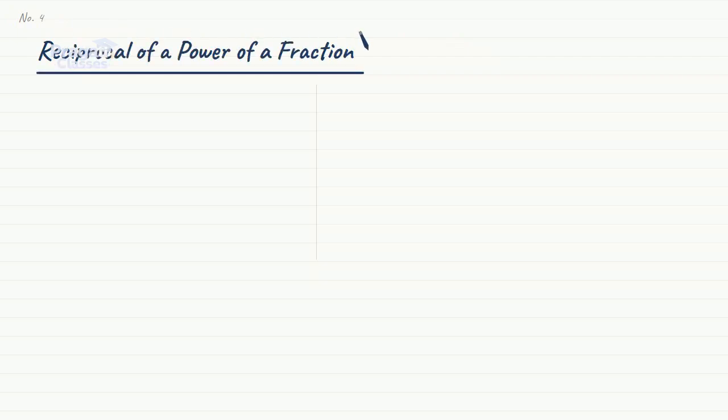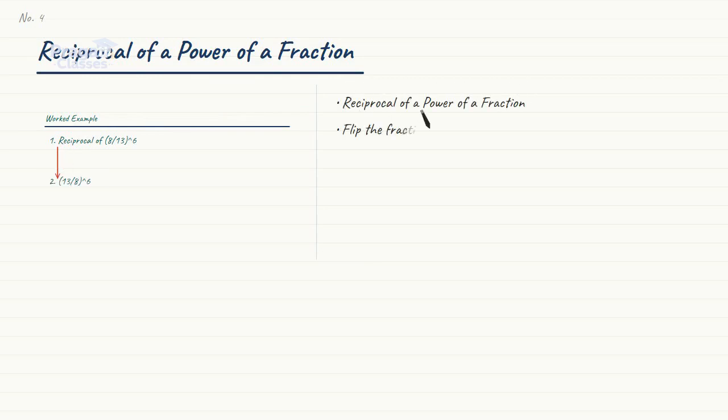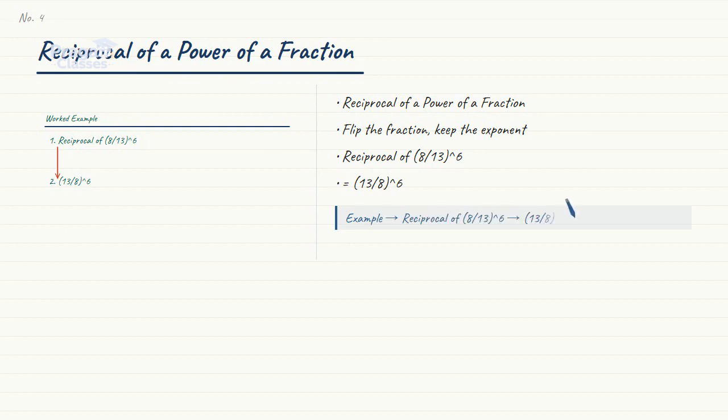Building right on that flip idea, what if the fraction already has an exponent outside the parentheses? Take a look at this picture. The rule stays just as clean, you still flip the fraction, but you keep the exponent exactly where it is. So the reciprocal of (8/13) to the 6th power is (13/8) to the 6th power. You don't touch the exponent at all, it stays outside, applying to the flipped fraction. The board shows it clearly, start with 8 over 13 raised to the 6, and the reciprocal is 13 over 8 raised to the 6. This sets us up perfectly for what's next, where we'll see that exponent actually distribute to both parts of the fraction.